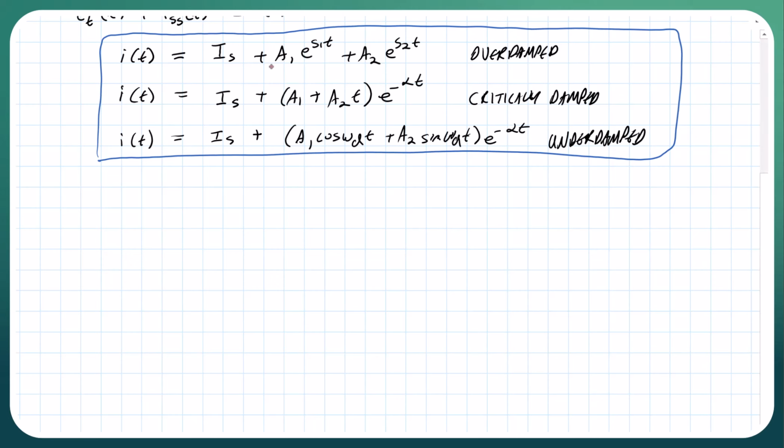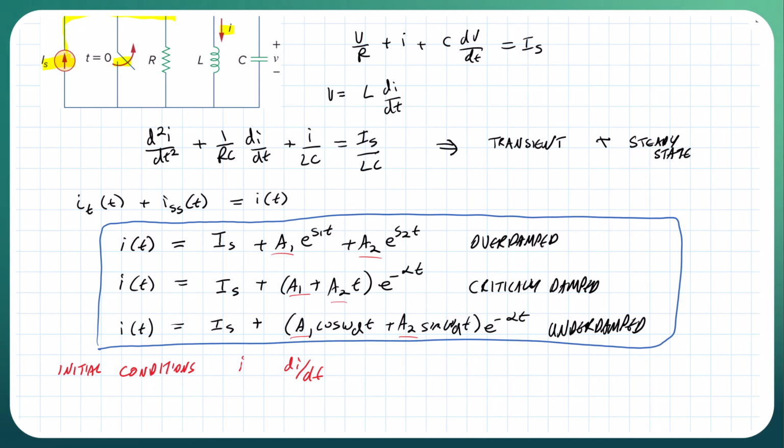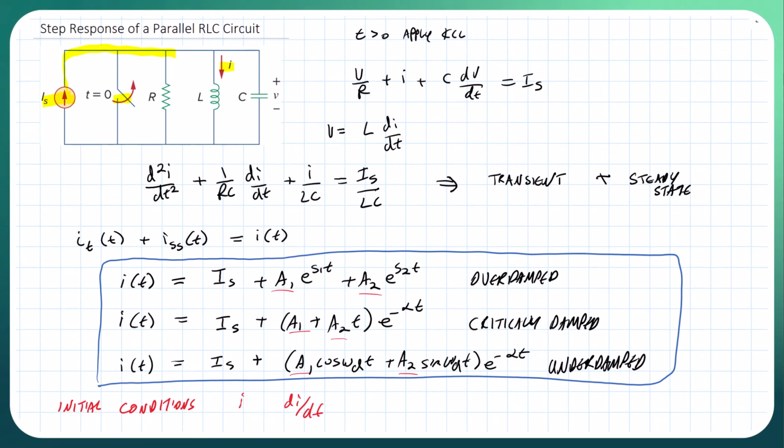And then again A1, A2 are going to be based on our initial conditions for both I and di dt, and then we can get those accordingly as we've done in the past. But this is essentially, not repeating all the derivations, what we need to know for the step response of a parallel RLC circuit. And in this case, we're looking at the current through the inductance.